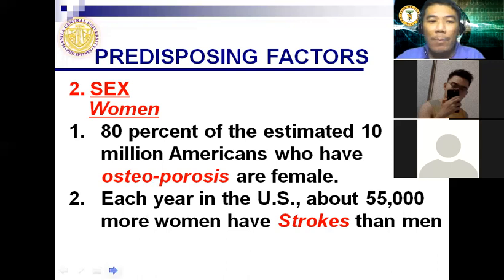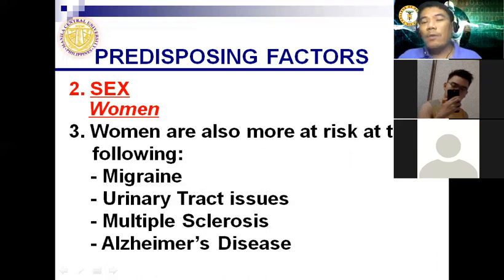Okay, another for female, women are also more at risk of the following: migraine, urinary tract infection. Oh, we have the explanation why females may have a high risk for urinary tract infection. Anatomical. Why? Because of a shorter urethral canal than males. Because once the microorganism enters the female's body through the urethral canal, it can easily penetrate the system with the chances of the spread of the infection.